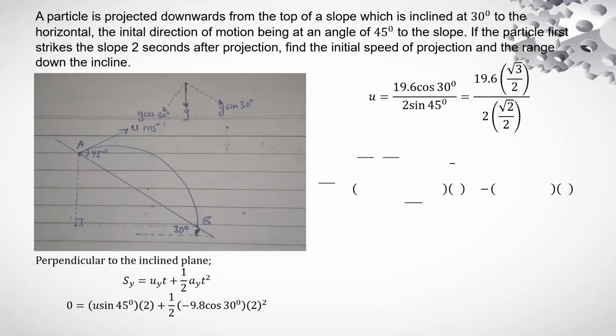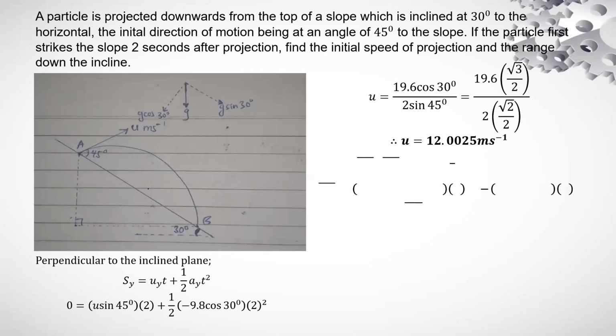And we obtain 9.8 times 2 cos 30 degrees over 2 sin 45 degrees, and we substitute respectively, and we get our u as 12.0025 meters per second. But if you want two significant figures, you can just say 12 meters per second as the initial speed of projection. So that is the speed of projection.